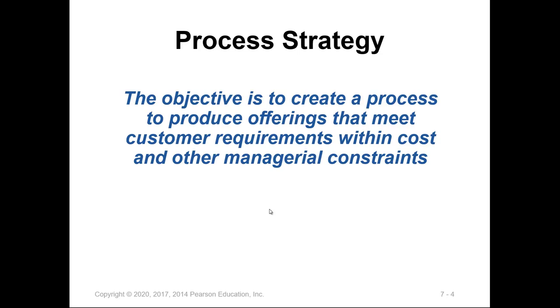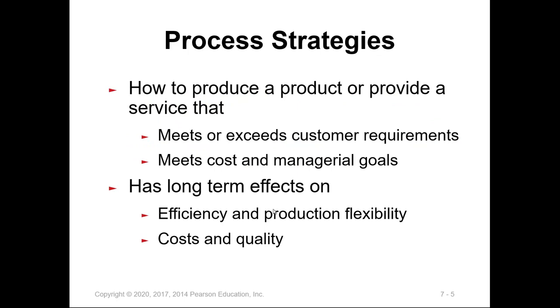The objective of the process strategy is to create a process to produce offerings that meet customer requirements within cost and other managerial constraints. Actually, process strategy addresses how to produce a product or provide a service that meets or exceeds customer requirements with the proper cost and according to manager goals. The process strategy has a long-term effect on efficiency and production flexibility. Also, it affects cost and quality.